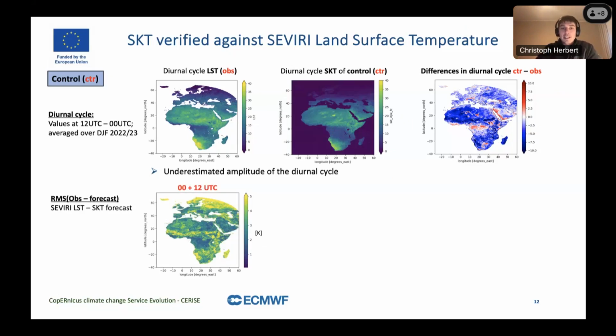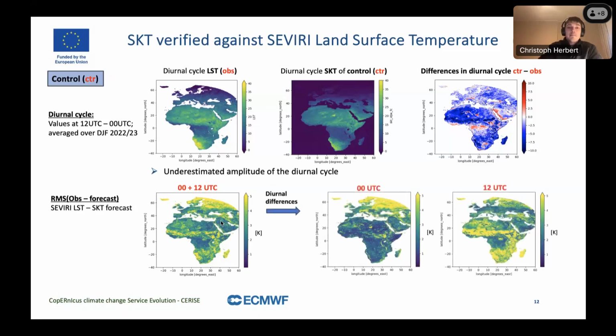Also, apart from the diurnal cycle, looking at the root mean square differences between the observed LST and our skin temperature forecast, you see that combined over the 3-month period the increase in forecast error is quite big, up to 5 Kelvin here. But looking at the diurnal differences, at 0 UTC the forecast error is actually not that high over Africa, where we have the most degradations. At 12 UTC, we see the largest part of our forecast error.